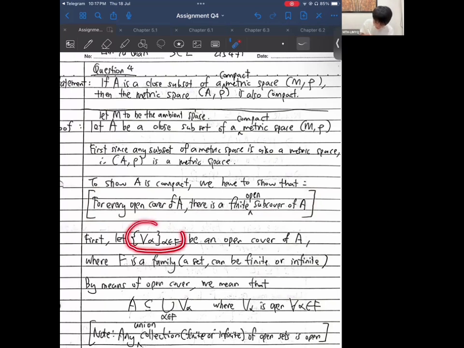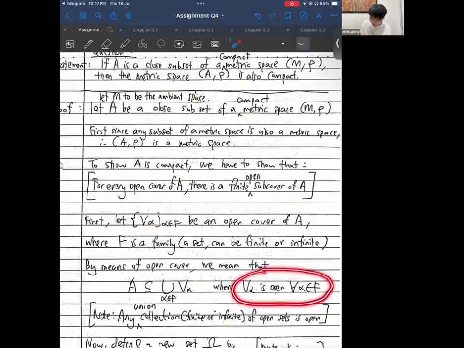First, we let this be a collection of open sets. V alpha is open for all alpha in the family F. Here F can be any set, finite or infinite. We don't know yet whether it is infinite or finite, so we just say a family. By open cover, we mean that A is a subset of the union of all the open sets. So we say this is an open cover of A.